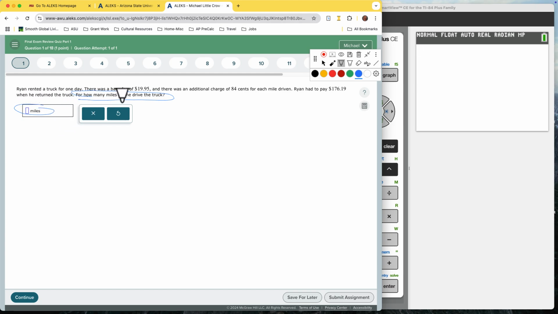Ryan rented a truck for one day. There was a base fee of $19.95. That's a one-time payment that is made. So that's a fixed cost that'll be made one time. It has no variable associated with it.